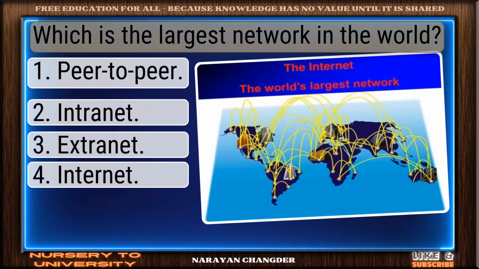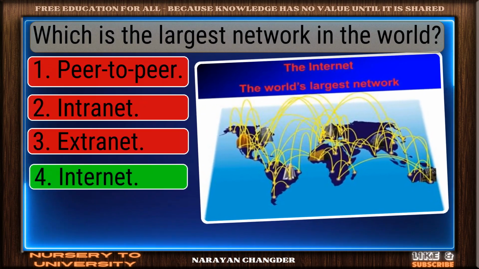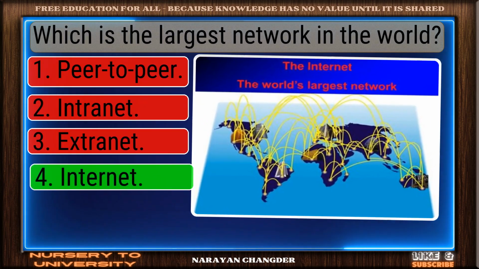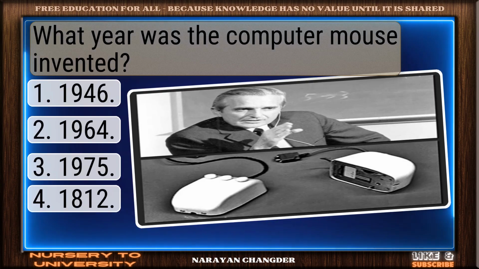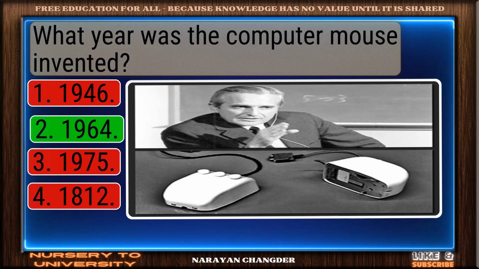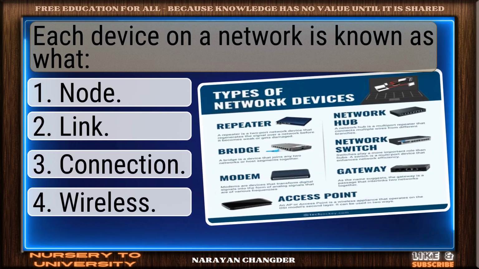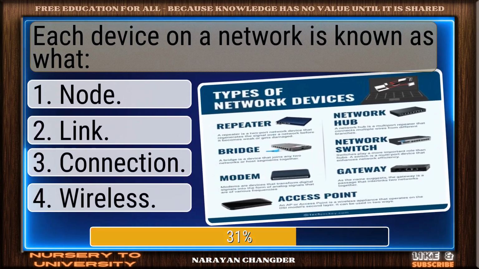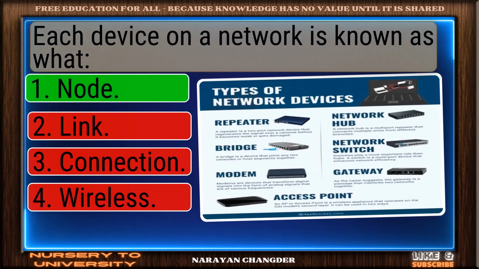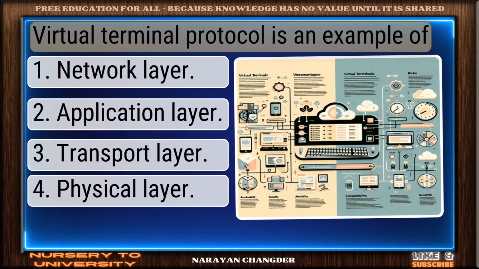Which is the largest network in the world? Nice selection. Internet is correct. What year was the computer mouse invented? Well reasoned. 1960s correct. Each device on a network is known as what? Excellent. Node is well reasoned.